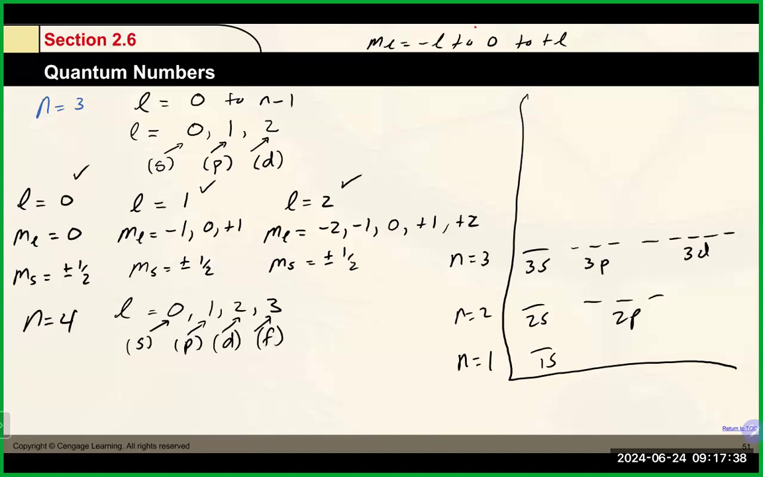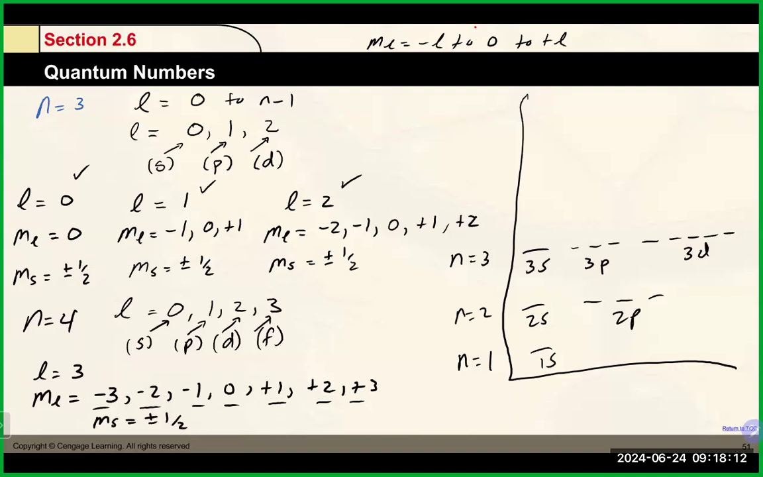So I'm just going to look at the 3 here, and that would mean L is equal to 3. That gives us M sub L values of -3, -2, -1, 0, +1, +2, and +3. If you count up all these numbers, they represent individual F orbitals, and there's a grand total of 7 of them. That is the reasoning behind why we have 7 different F orbitals in that subshell. Each of these can have an M sub S of plus or minus 1/2.